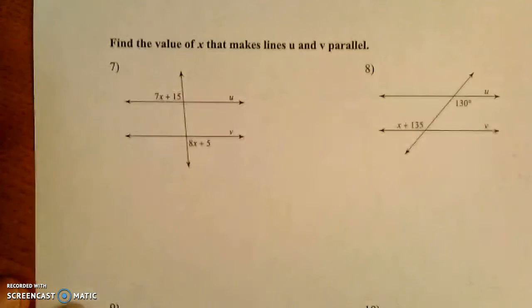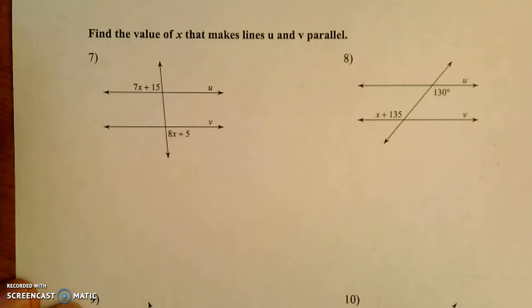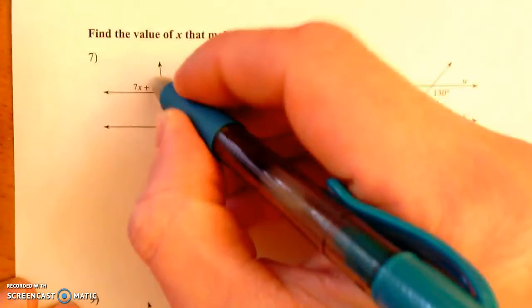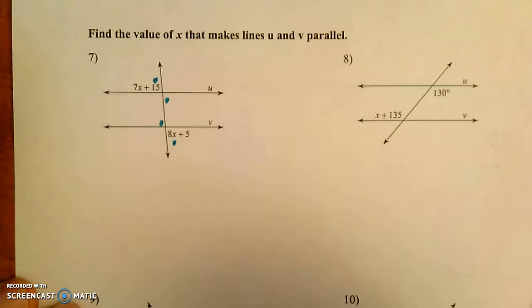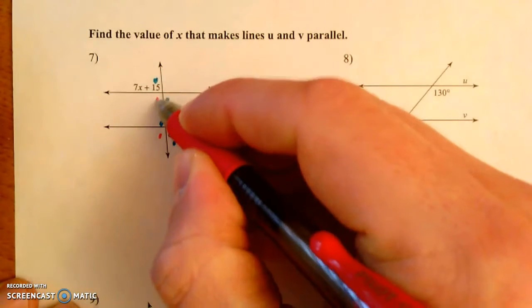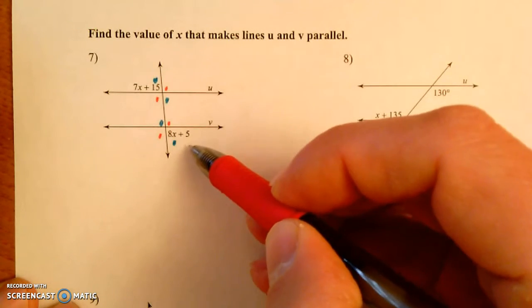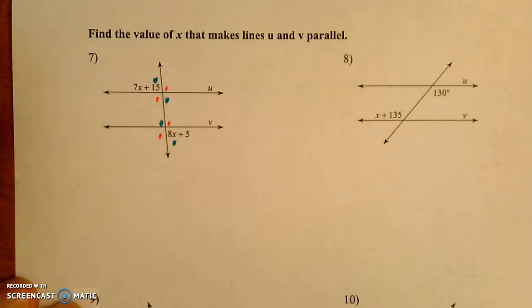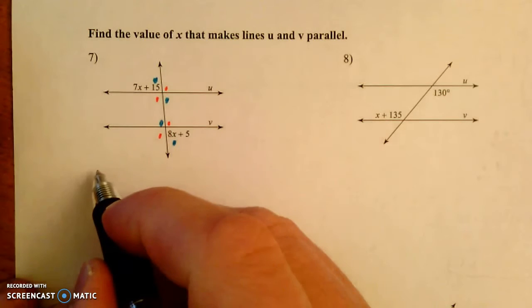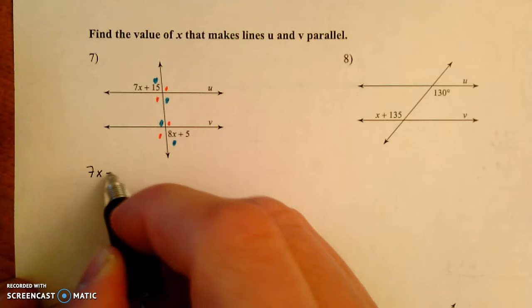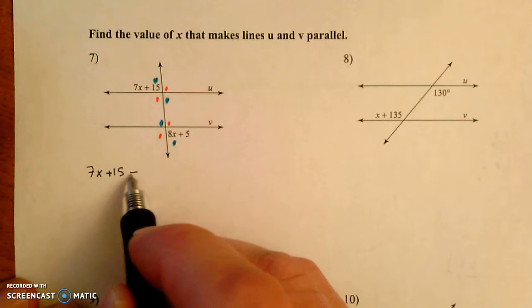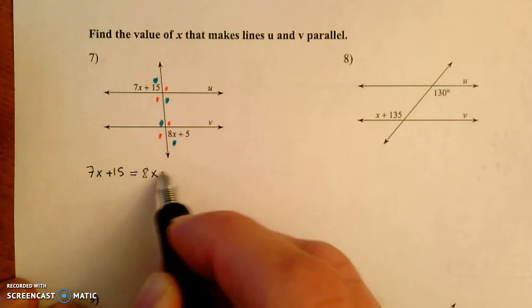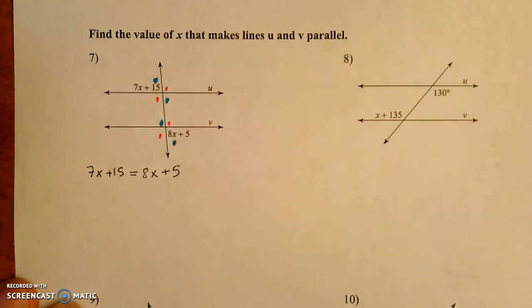Okay, backside. Same deal, except we're going to be dealing with some more complicated expressions here, but we go about it the same way. Mark our zigzag pattern going one direction, and mark our zigzag pattern going the other direction. We see that the 8x plus 5 and the 7x plus 15 are both blue, so that must mean that the 7x plus 15 angle is congruent to this angle down here. So these expressions are equal to each other.